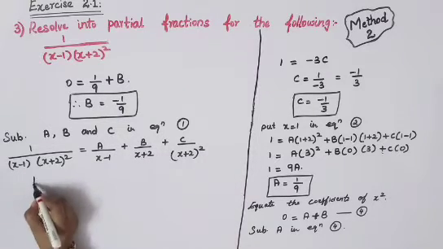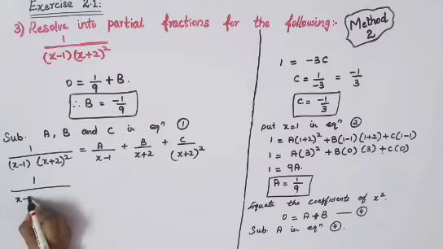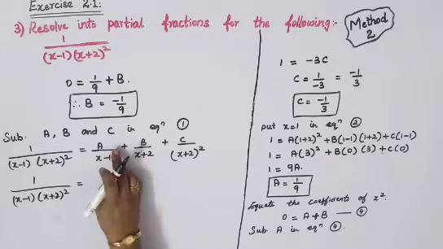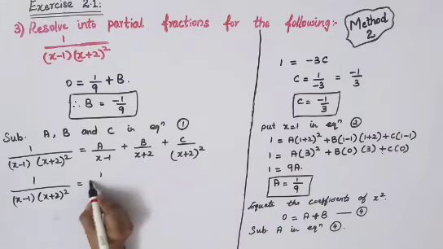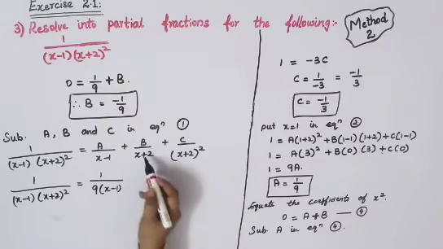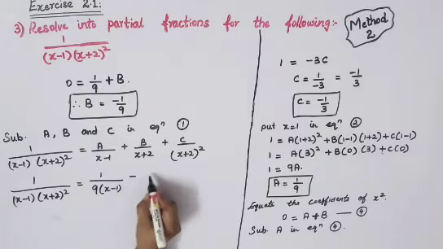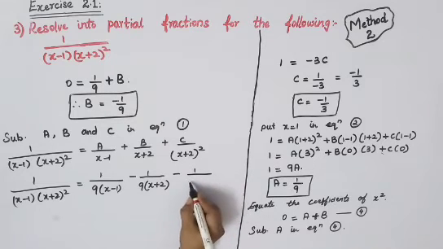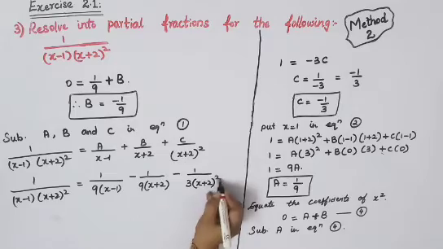Okay. So your left hand side will be there as it is, x minus 1 into x plus 2 the whole square. That is equal to, a answer is here 1 by 9. So 1 divided by 9 into x minus 1. And your b is minus 1 by 9. So minus 1 divided by 9 into x plus 2, minus 1 divided by 3 into x plus 2 the whole square. So this is the answer for your third question.